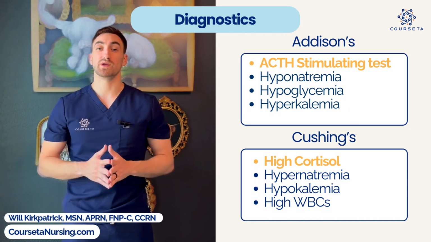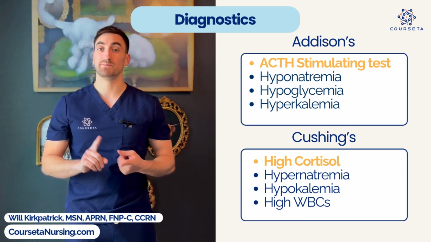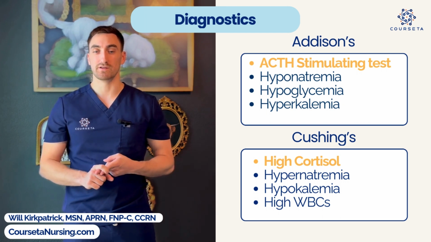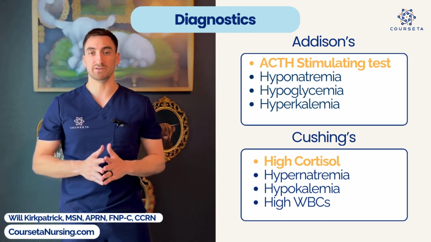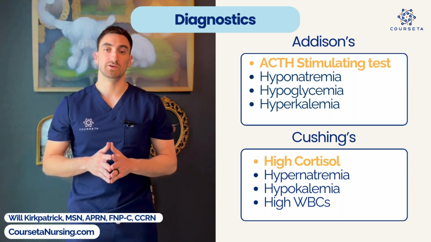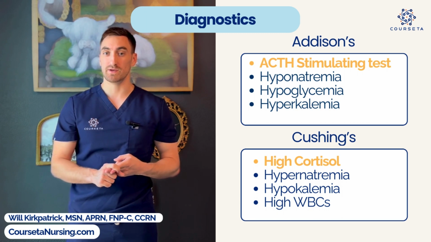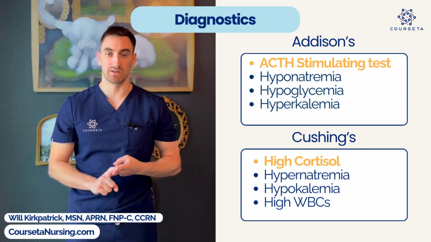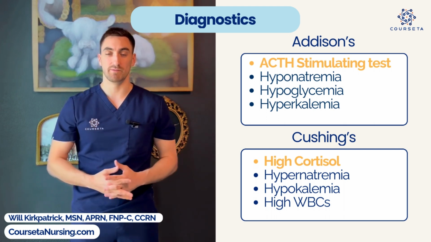Now, of course, when you're doing electrolyte panels, you're most likely going to see those effects. You're likely going to see hyponatremia and hyperkalemia. And then once again, we talked about it, hypoglycemia will likely be seen in the lab values as well. Now, with Cushing syndrome, you could likely see hyperglycemia, hypernatremia, and then hypokalemia. You may also see a high white blood cell count because of the increased inflammation throughout the entire body.